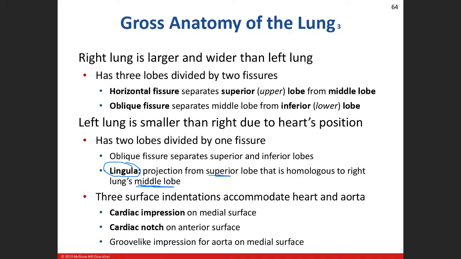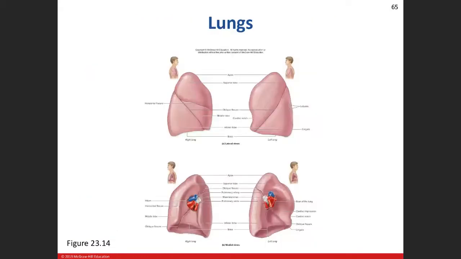So on the left lung, you have a couple impressions or indentations, mainly from the heart. The cardiac impression is going to be on the medial surface of the lung, and that's from the heart. The cardiac notch, that is going to be from the aorta. So I'll show you a quick picture here. Let me zoom in a little bit.